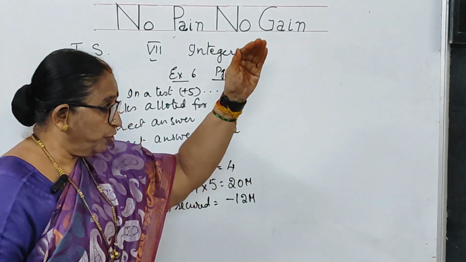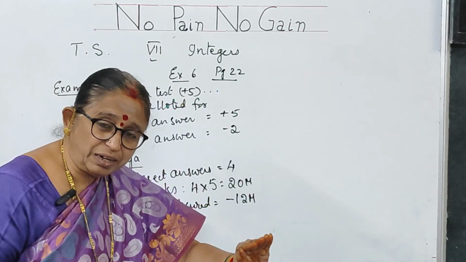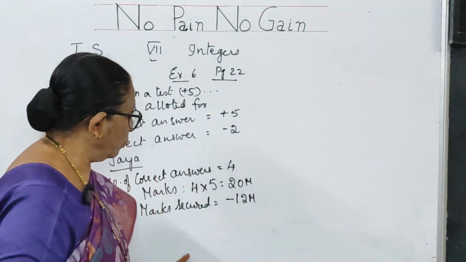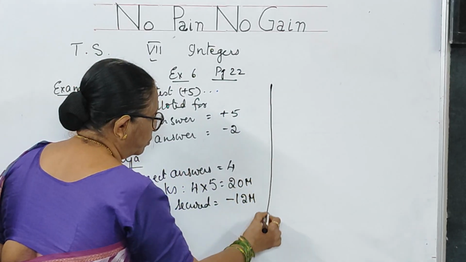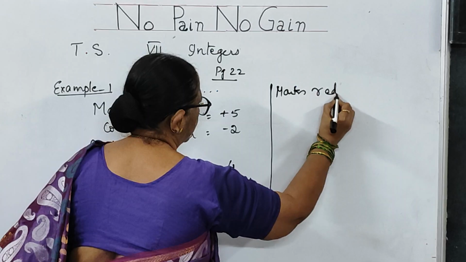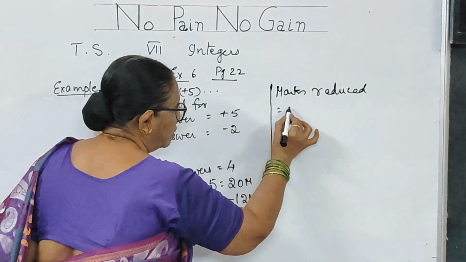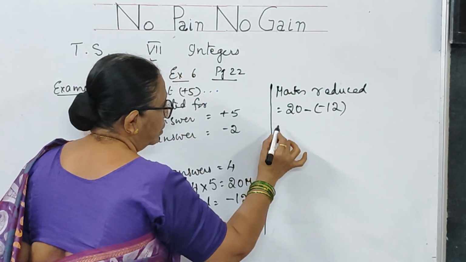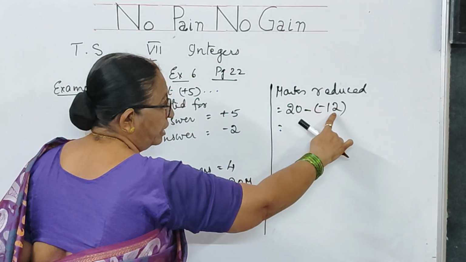That means what, children? From 20 she has gone backward. She has come to 0. Still she has gone backward up to 12: 0, minus 1, minus 2, minus 3. So let us write how many marks got reduced. How will you find this, children? 20 marks she is supposed to get, but the reduced marks are minus 12.